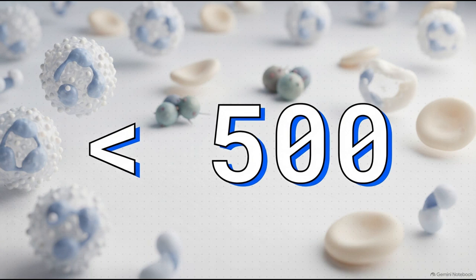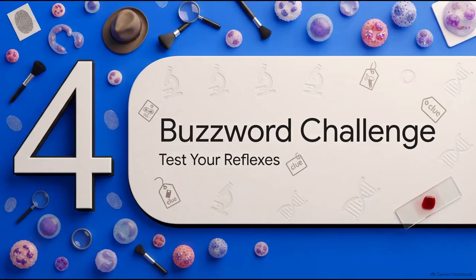When you calculate the absolute neutrophil count, that's combining your segmented neutrophils and your bands, and that number drops below 500 per microliter, you've hit critical neutropenia. This patient essentially has zero defense against bacterial infections. It's a life-threatening emergency. Okay, section 4, the capstone buzzword challenge.